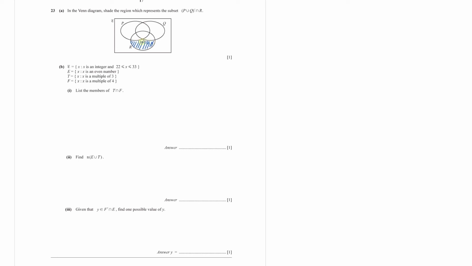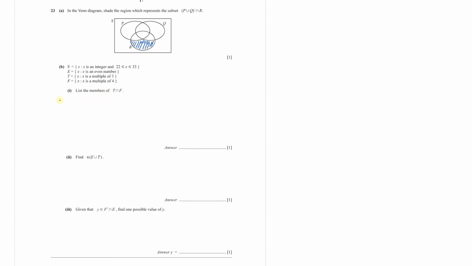All right, part B. Your universal set is an integer between 22 and 23, including 22 and 23, since the inequalities are greater than or equal to and less than or equal to. E is a set of even numbers, T is a multiple of 3, and F is a multiple of 4. List the numbers of T intersection F.